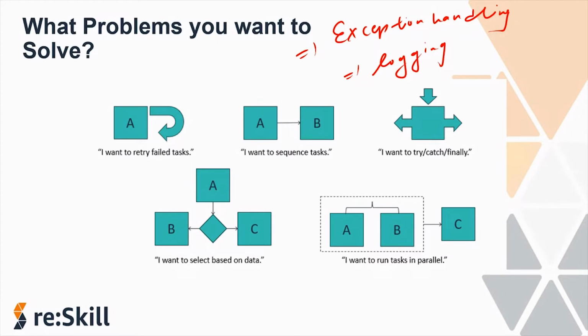Sometimes you will have to select the data based on the choices you want to make, and sometimes you want to run the task in parallel. Let's take a very simple example to understand this.